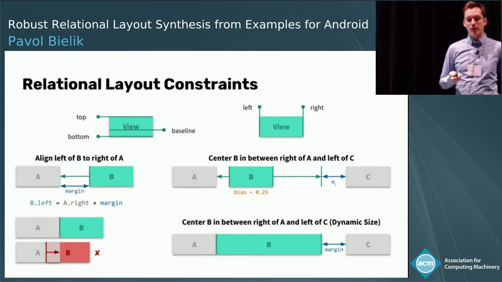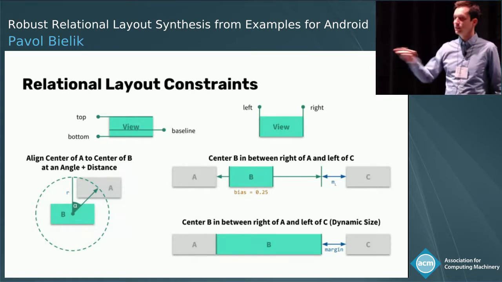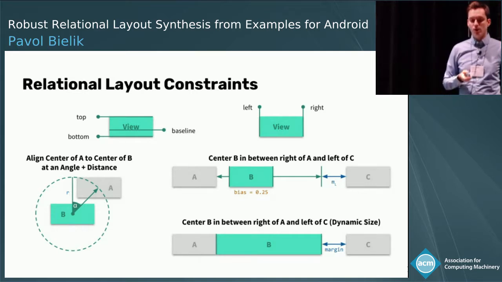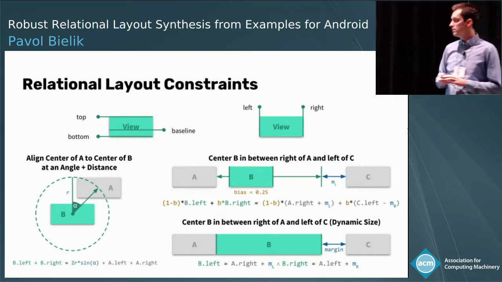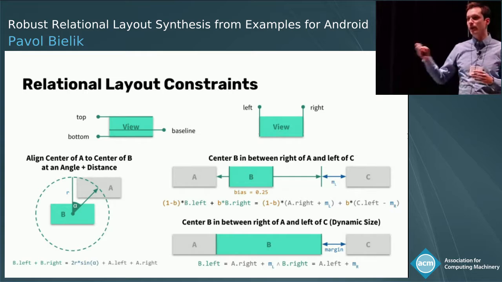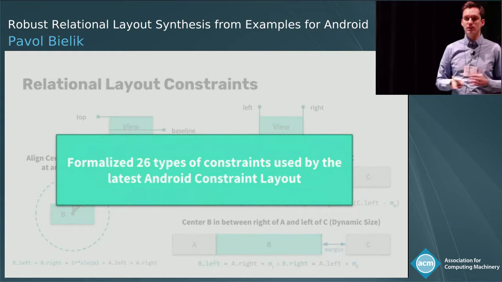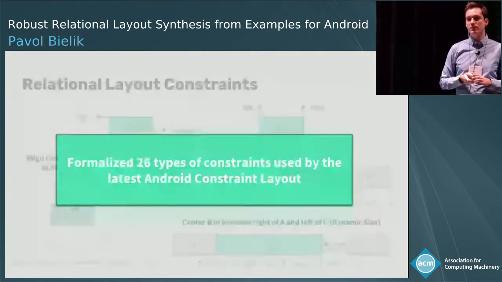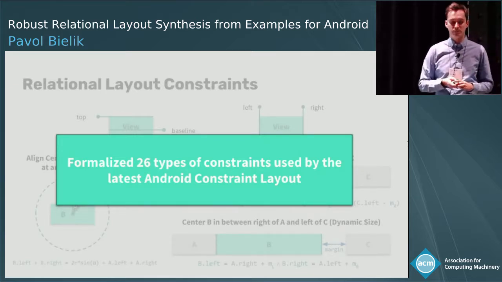And you can also have a constraint that says, well, put it at some angle and a distance, right? The important thing to take away here is that all these constraints can, in fact, be described with linear constraints. It's not quite important what these linear constraints are, but we can write them down. We did this for all the 26 types of constraints that can be used in Android. And in doing so, we even found some errors in the Android system where the specifications didn't match what the documentation said.